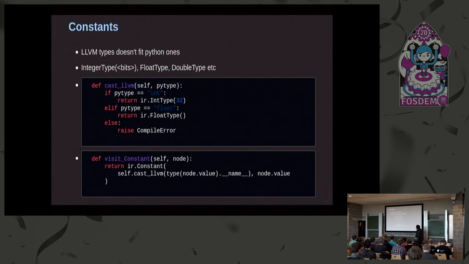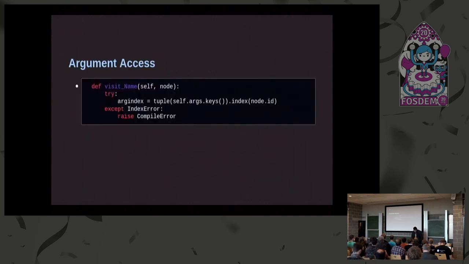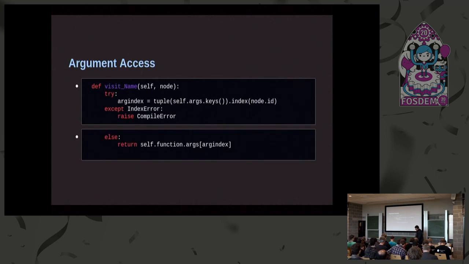This is the part that constructs the intermediate representation, LLVM's constant, with the type of the IR and the value of the nodes. There's an argument access part. We will visit the name nodes, and if we can fetch the argument from the given function's type spec, we will fetch it and return the value. If we can't, we will raise a compiler error because it's something global or something we don't know.